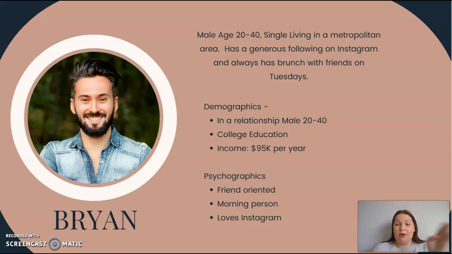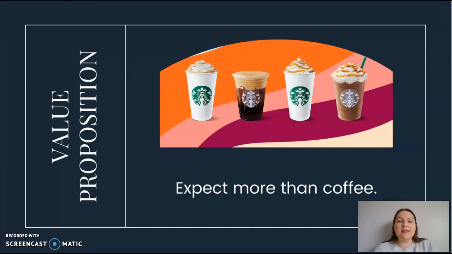Brian is incredible. He is a male, 20 to 40 years old. He's single. He lives in a metropolitan area. He has a generous following on Instagram, and he's always going to brunch with his friends on Tuesdays. His demographics also include a college education, and he makes $95 per year. He's also very family oriented and a big morning person, which requires some coffee. He also loves Instagram, loves posting and interacting on that platform.